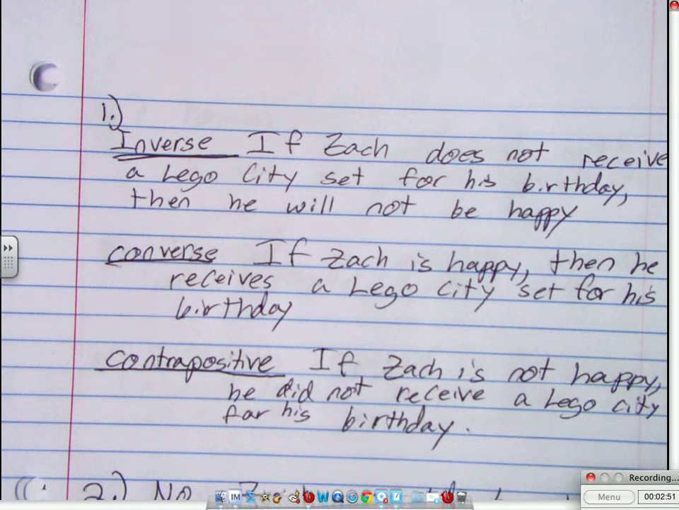Converse. Please, gentlemen, if you don't be quiet, I'm going to ask you to leave. This exam is worth 20% of your grade. I need you to pay attention. If Zach is happy, then he receives a Lego City set for his birthday.